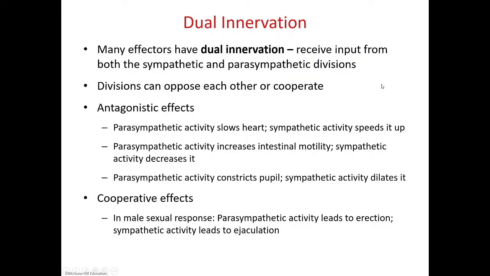All right, so many effectors have dual innervation, meaning they're innervated by both systems and they receive input from both the sympathetic and parasympathetic divisions. And these divisions can either oppose each other or cooperate. Typically, they oppose each other. So the parasympathetic activity will slow the heart, while the sympathetic activity speeds it up. And if we think about this in terms of blood pressure instead of heart rate, parasympathetic activity will slow the heart rate, which drops the blood pressure. Sympathetic activity will speed up the heart rate, which increases blood pressure. Sympathetic activity will also increase the force of contraction, which will also increase blood pressure.